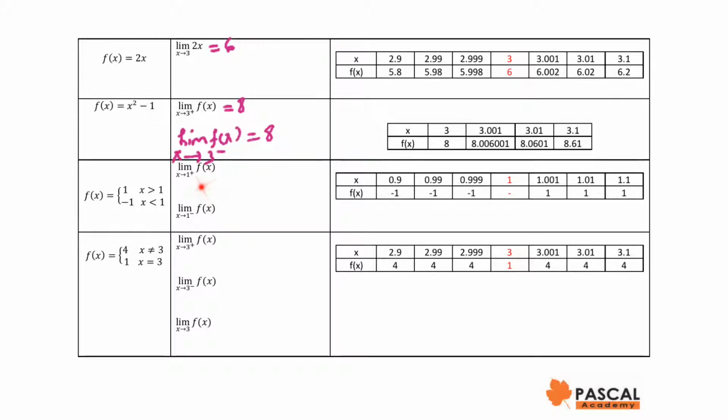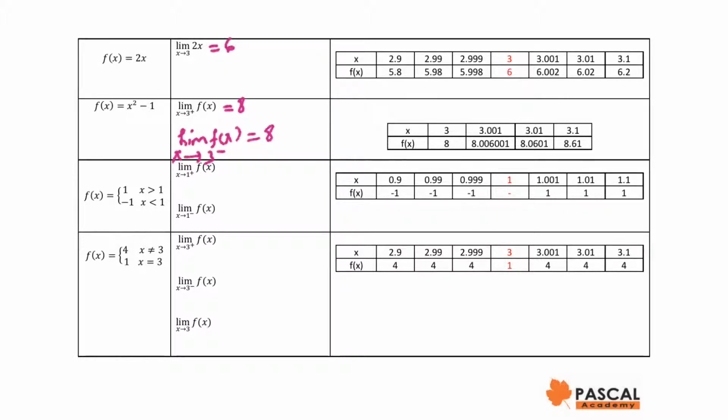Our next example is limit of f of x as x approaches 1 from the right side and the left side, when f of x is 1 if x is bigger than 1 and negative 1 when x is smaller than 1. The value of the function at 1.1, 1.01, and 1.001 is 1. The values of the function at 0.9, 0.99, and 0.999 is negative 1.